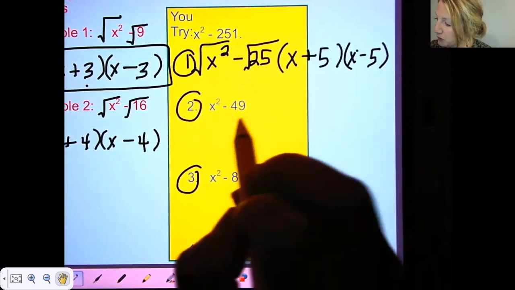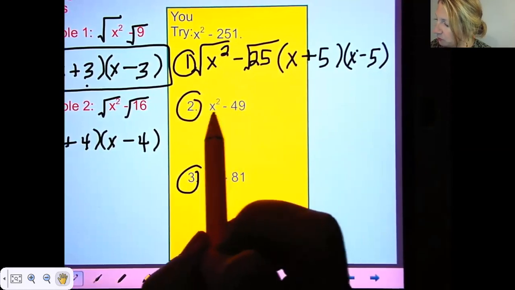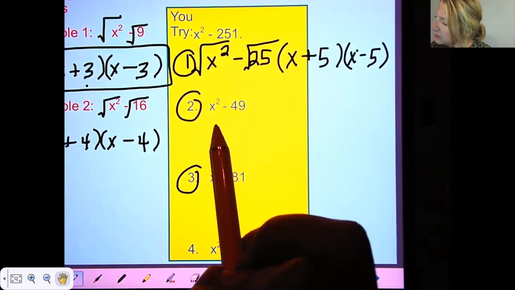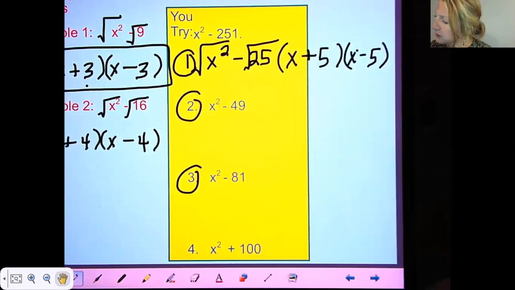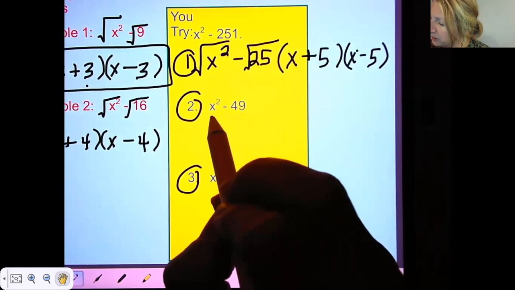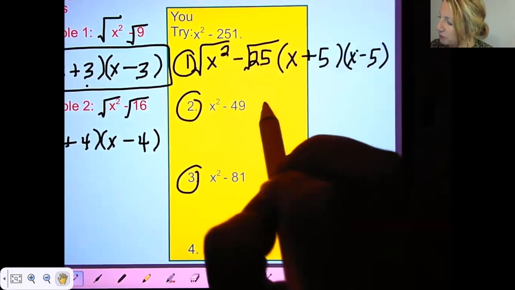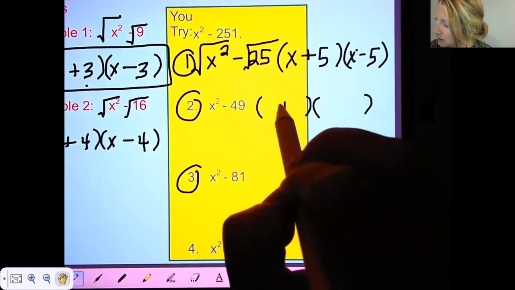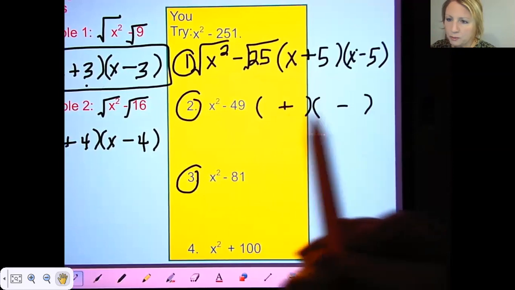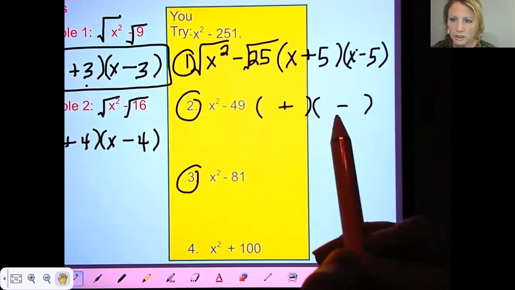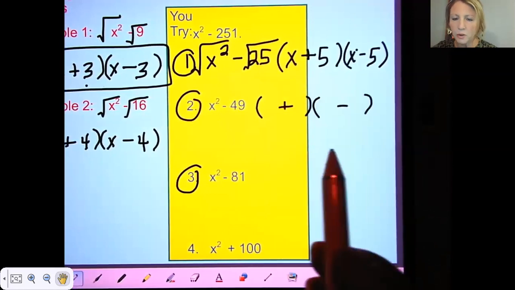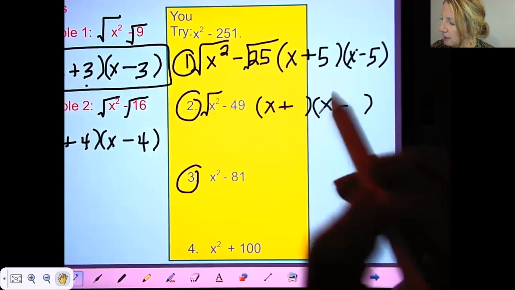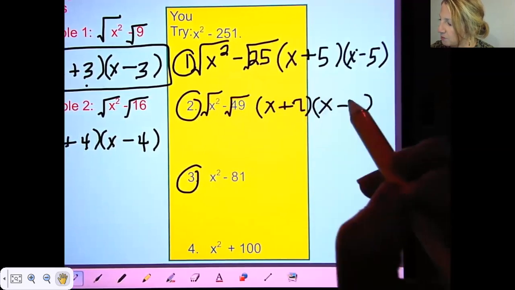Okay, for number 2, again, check to make sure it's two terms. This is only two terms, good. And x squared is a perfect square and 49 is a perfect square. So we'll go ahead and create our two groups. And we know one's going to be positive, one's going to be negative. I tend to do positive first, negative second. You could switch the signs, that's okay. You have to have a positive, you have to have a negative. Okay, the square root of x squared, x, and the square root of 49, 7.